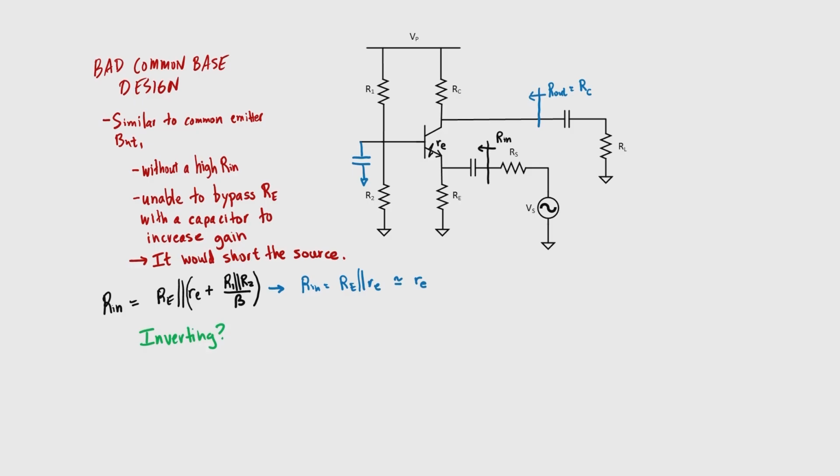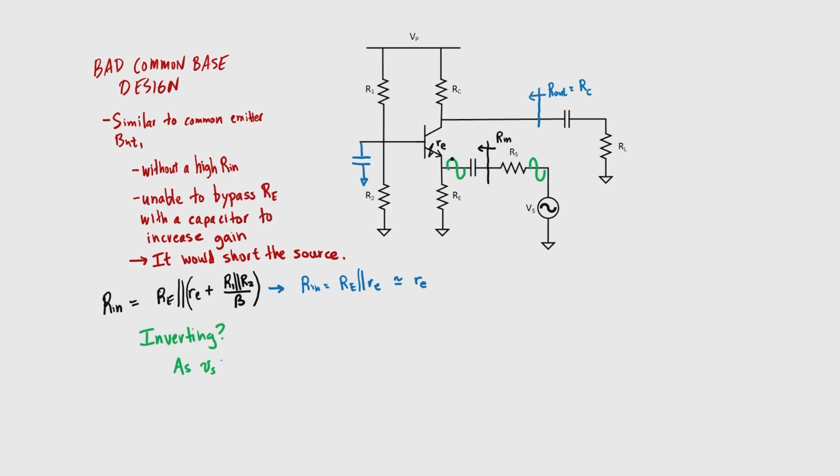Let me show you why. Imagine that you have a sine wave here at the input. The voltage rises a little bit and then it falls a little bit. That's going to go through the capacitor, assuming the capacitor is large enough, and wind up right here at our emitter. At this portion of our signal, the voltage at the emitter is going to be a little bit higher, isn't it? So let's keep track of it.